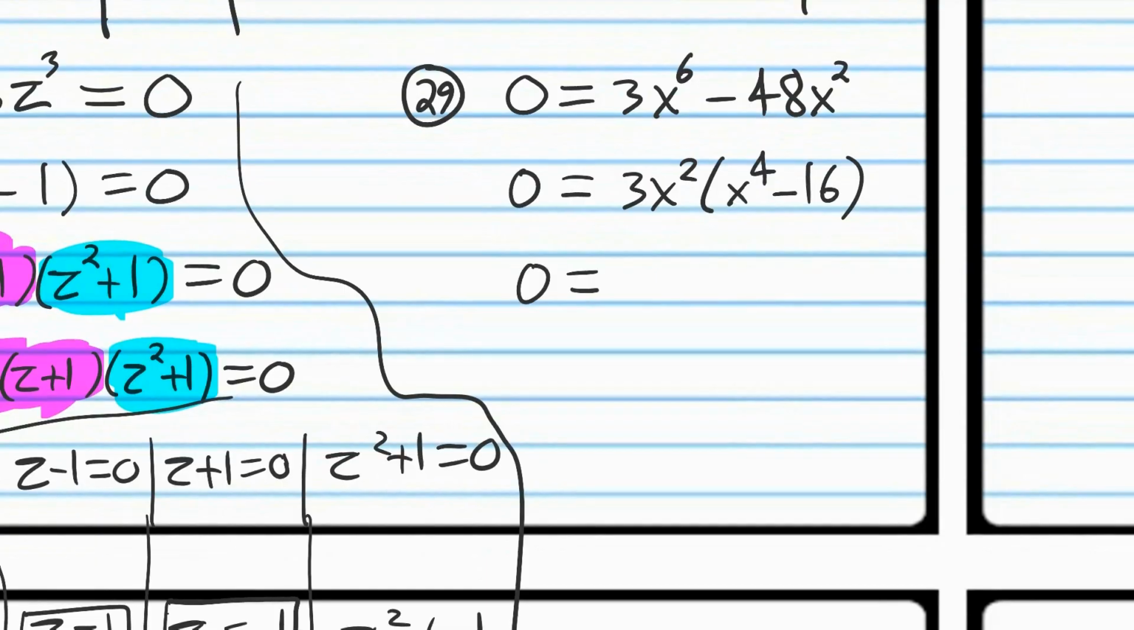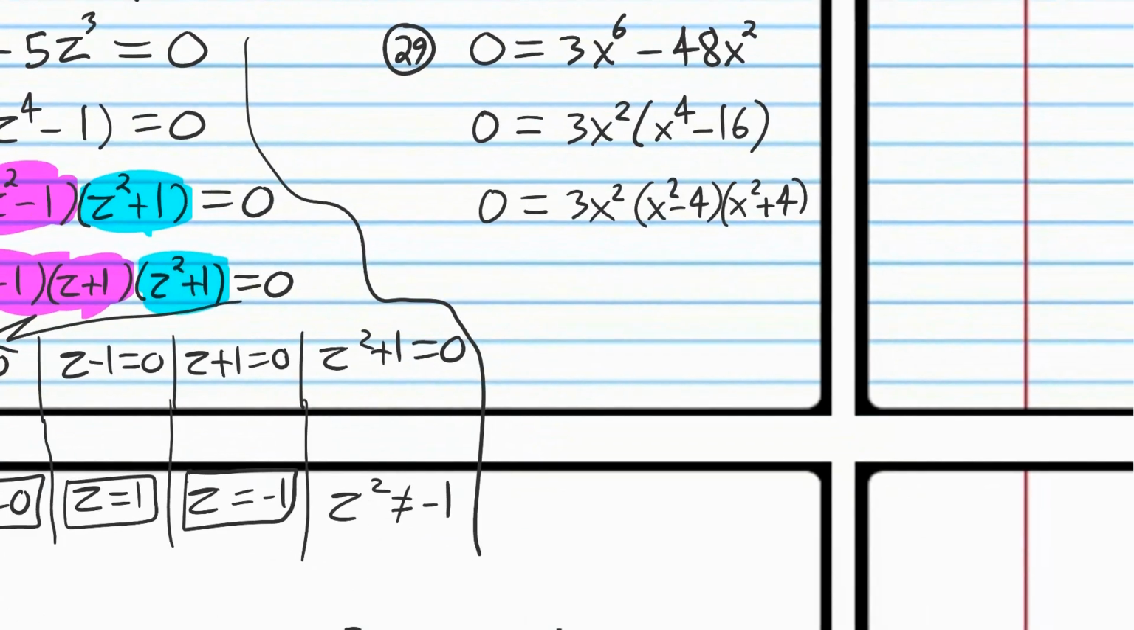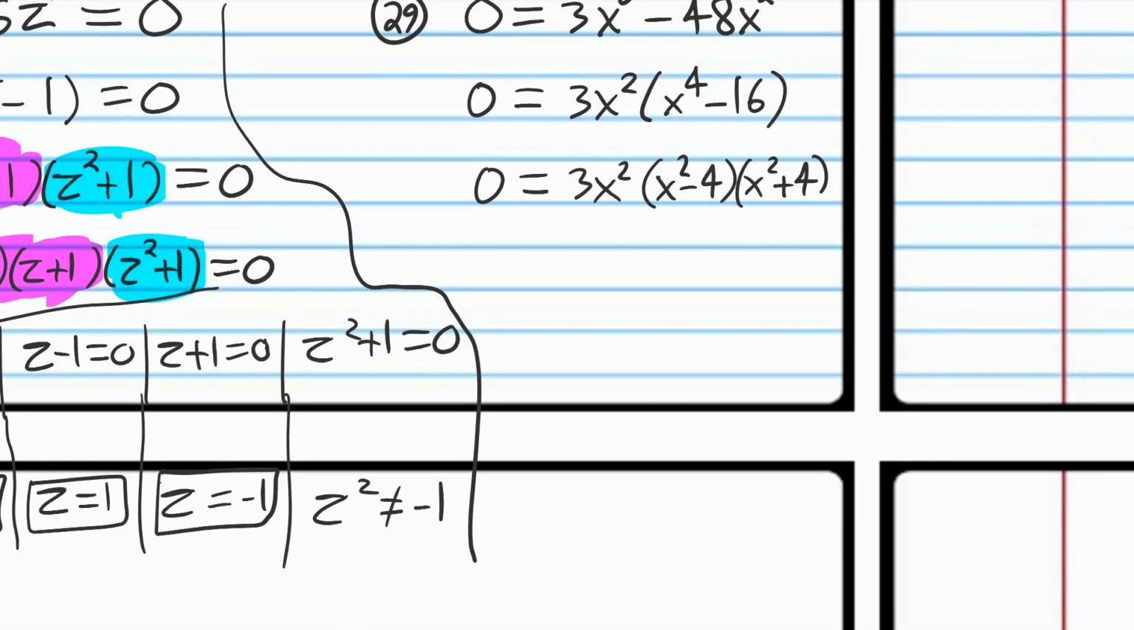And we have the difference of two squares, but instead of x and x, it's going to be x squared and x squared because we have a fourth power. What number times itself is equal to 16? That's 4. And we have the same situation. We have the difference of two squares, and the sum of two squares. The sum of two squares is not going to lead to an answer.